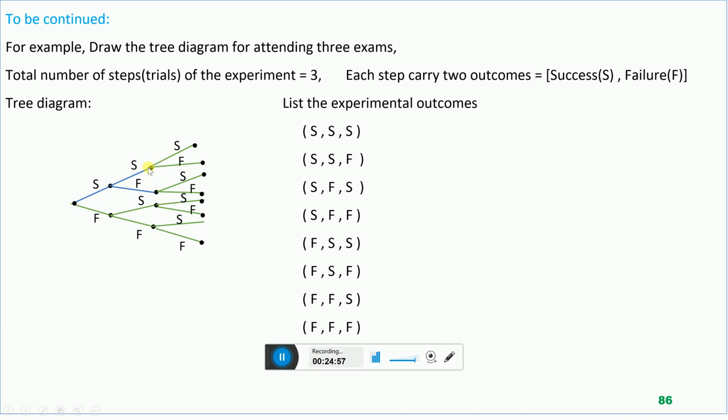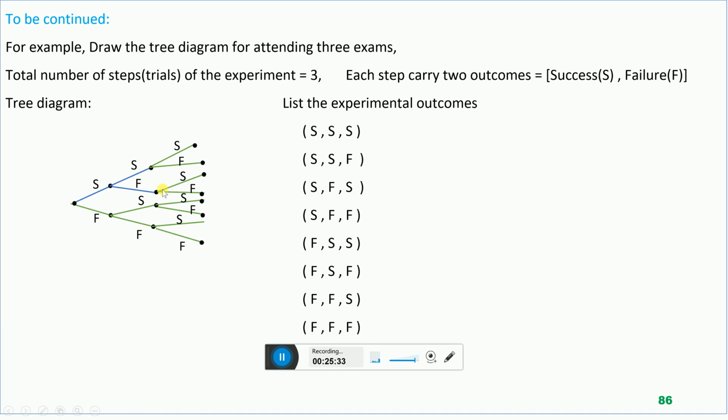we will further extend the first outcome of the second step into two paths. So one path is this green line which represents success in exam, and the second path, green line, represents failure in exam. Now I am further extending the second outcome, failure of the second step, into two paths, into two lines.